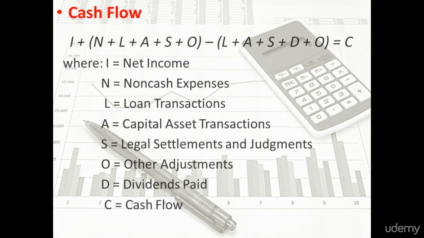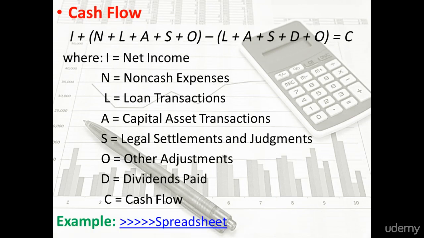And here is the formula for cash flow, which is a bit longer here, but in general it's the net income, and then non-cash expenses, loan transactions, capital asset transactions, legal settlements and other adjustments are added, which are with positive sign, and also the same things are subtracted, plus dividends paid if they have negative impact on cash flow. But let's see this on a spreadsheet where it's much easier to be understood.